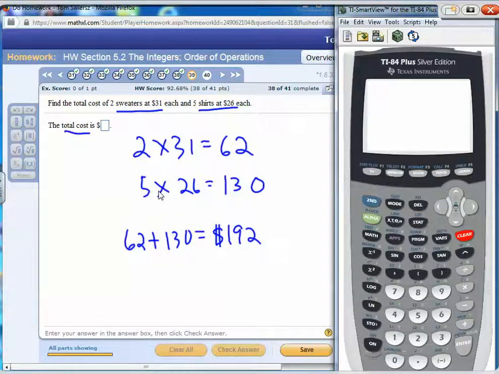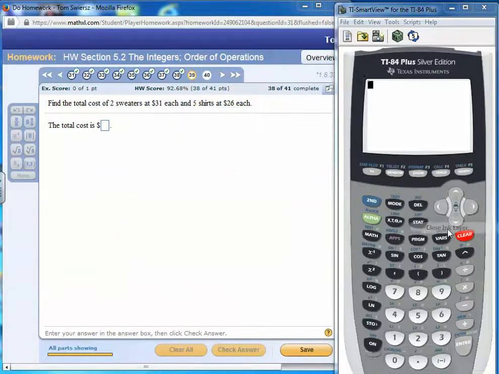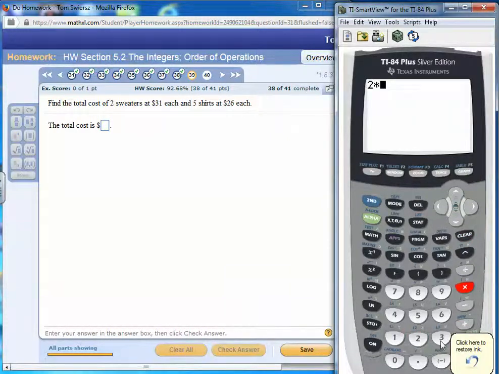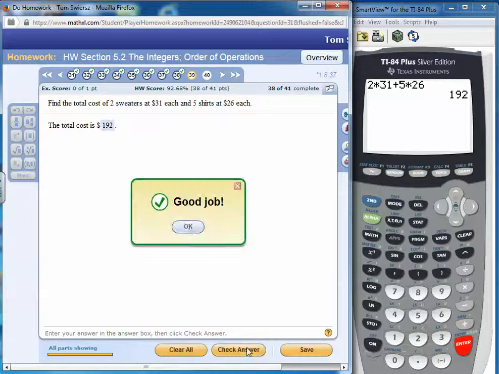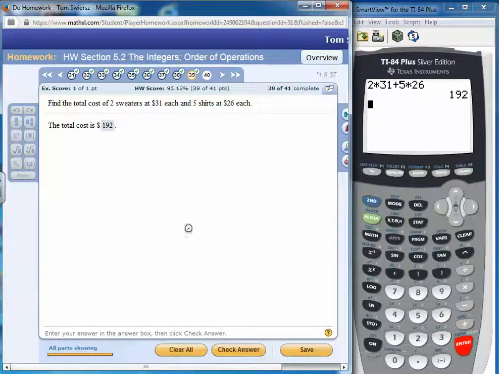Okay, so again, just to verify that my computations are correct, 2 times 31, and actually we can do it in one step, right? And then it's 5 times 26 for the 5 shirts at $26. So again, we did it all in one step, so $192, which is the same answer we got with pencil and paper.